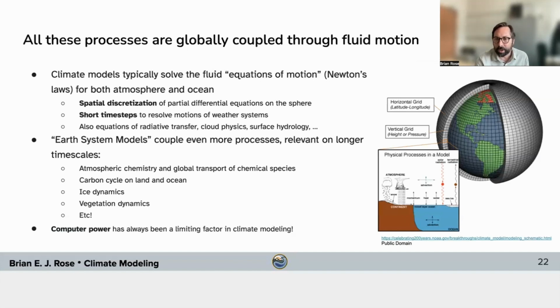Things like how vegetation distributions change as the climate changes, or how the chemistry of how carbon cycles through land and ocean. And so the more of these processes we couple together in a system that has to basically solve the weather as we step forward in time, we're looking at an enormously challenging computational problem. And so computer power has always been a limiting factor in climate modeling.